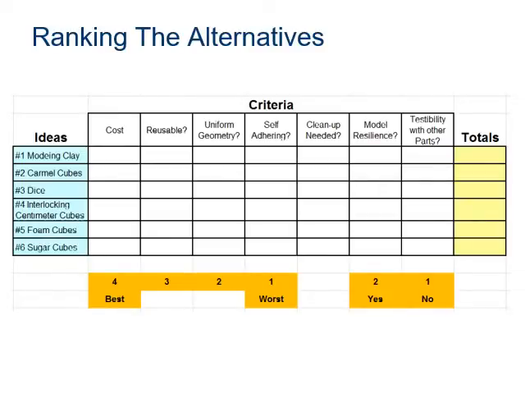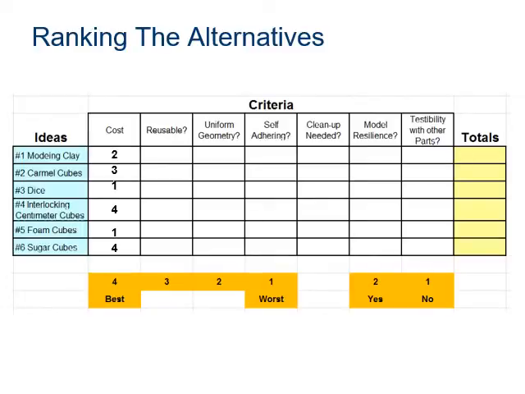So now we've got a spreadsheet here, just like Google Sheets, and we're going to go ahead and fill this out. The criteria we've chosen are cost, is it reusable? Is the geometry uniform? Does it self-adhere, or will we need something extra like double-sided tape? Do we need to clean up? Is the model resilient? And also, is it testable? And the options, again, are these 6 options that you already saw. And there's our grading scale along the bottom.